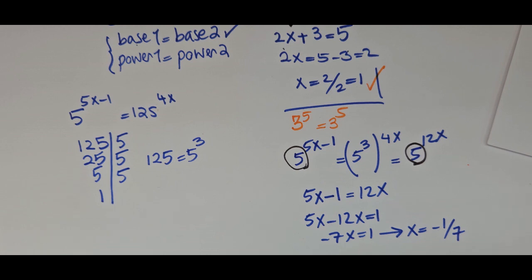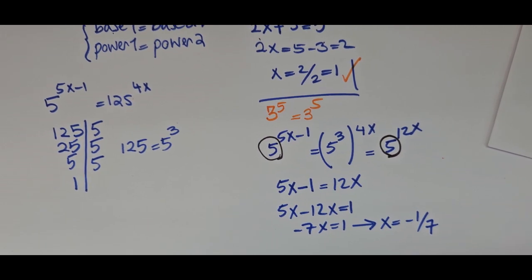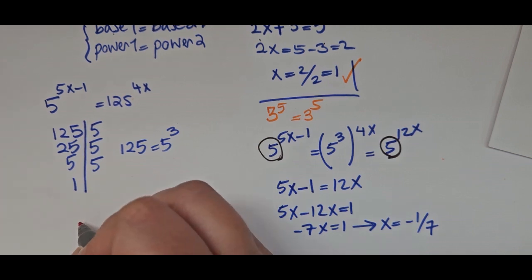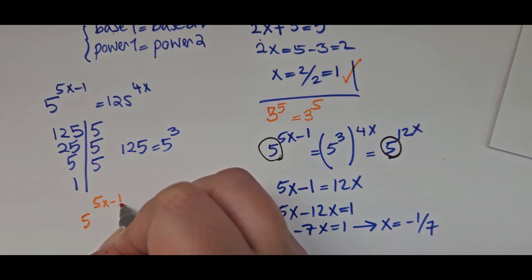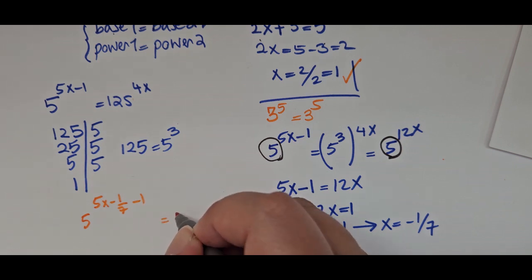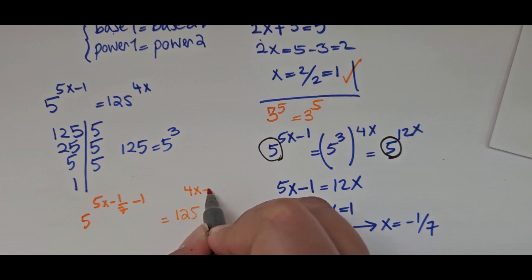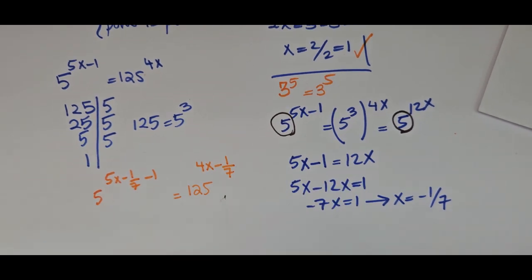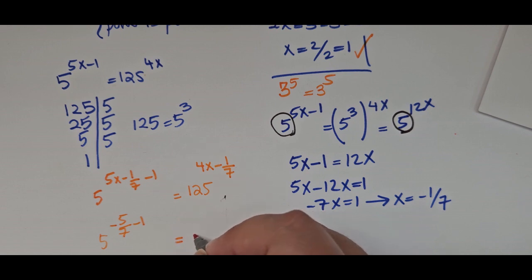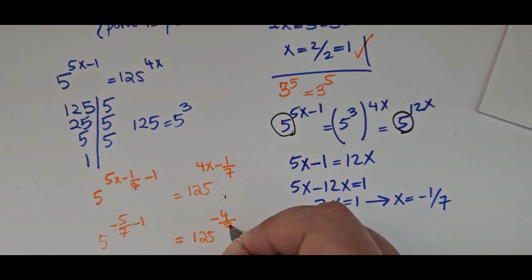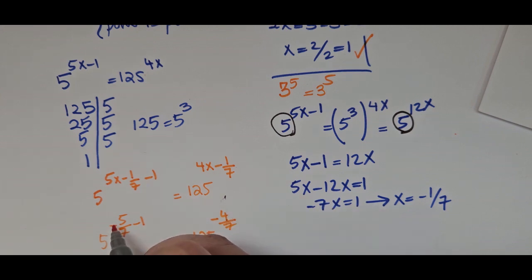You can see here that x is not only a fraction, but also a negative value, which is perfectly okay. Now, let's test the answer. Here, instead of x, I just substituted negative 1 over 7. So 5 times negative 1 over 7 minus 1 must be equal to 125 to the power 4 times negative 1 over 7. Now let's simplify. Here that would be negative 5 over 7 minus 1. And here that would be 125 to the power negative 4 over 7. Again, if I simplify it, it would be negative 12 over 7.